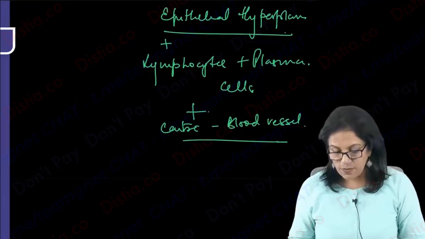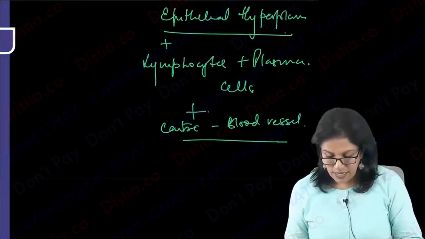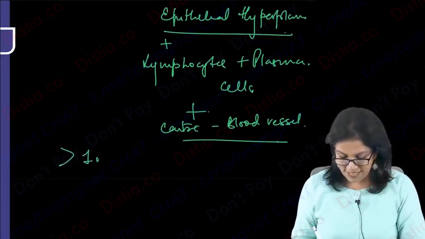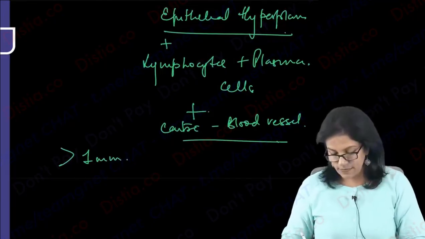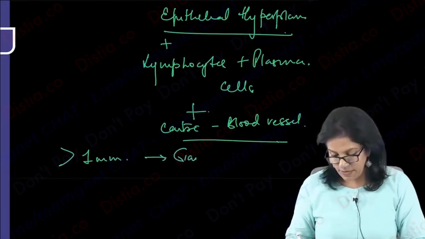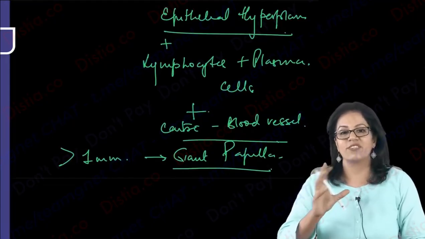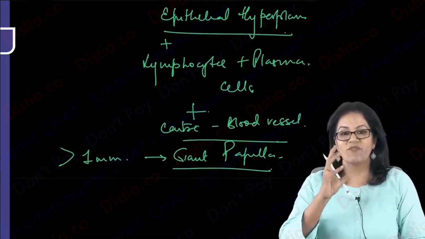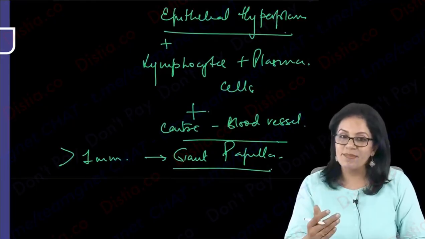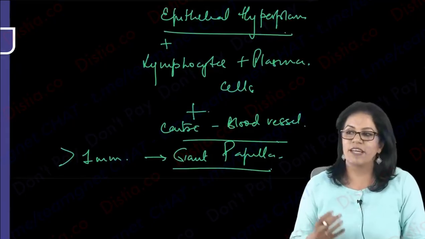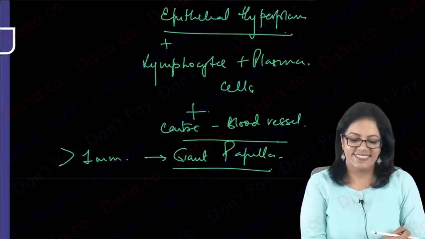Okay. Once we know what a papilla is, also keep in mind, what are giant papillae? More than 1 millimeter in size. When it is more than 1 millimeter, we call it a giant papilla. So that was the pathological reaction. We know what conjunctivitis is, what the presentations and examination findings can be, and what the pathological reactions are, and why we get a papilla or a follicle.